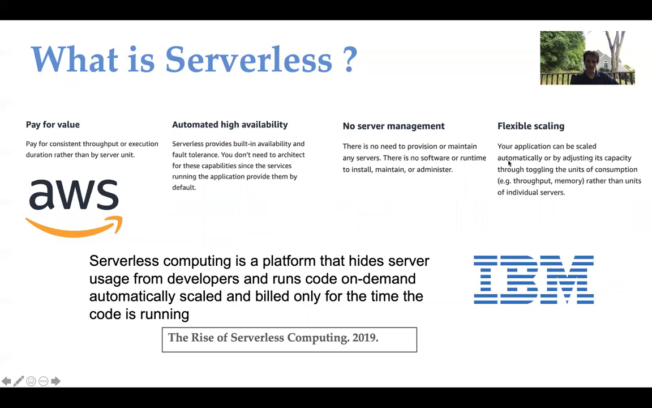I like more the IBM definition in this paper, The Rise of Serverless Computing, because it's more concise and we can understand better what we are talking about. So they say serverless computing is a platform that hides server usage from developers and runs code on demand, automatically scaled, and billed only for the time the code is running. These characteristics are essential to simplify the execution of big data applications in the cloud, as we will see.